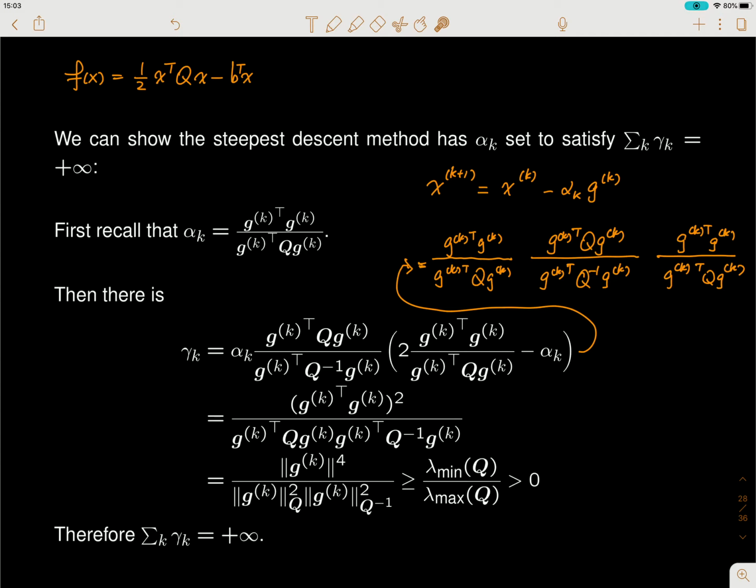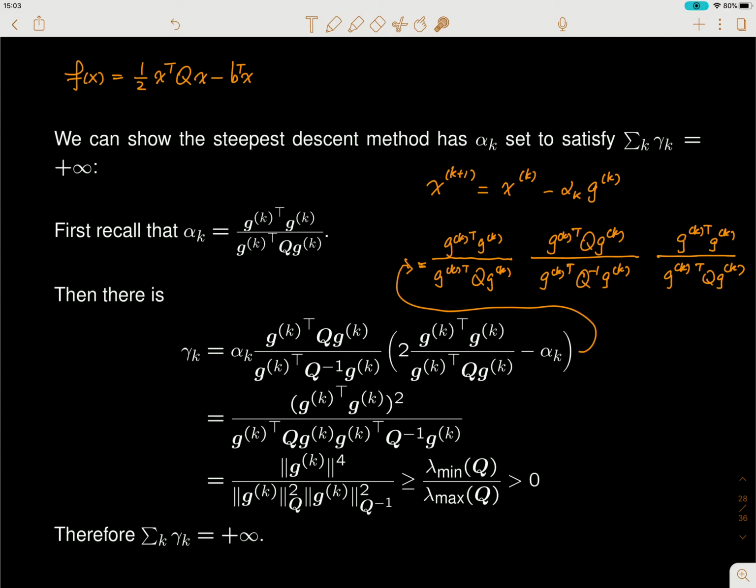So I know that this is true. That also means that I minus alpha Q times x0 minus x star will be equal to 1 minus alpha lambda max of Q times x0 minus x star, right? So that's what happens when I apply this once. But if I apply it a second time, apply it k times, or k plus 1 times, I will get this.